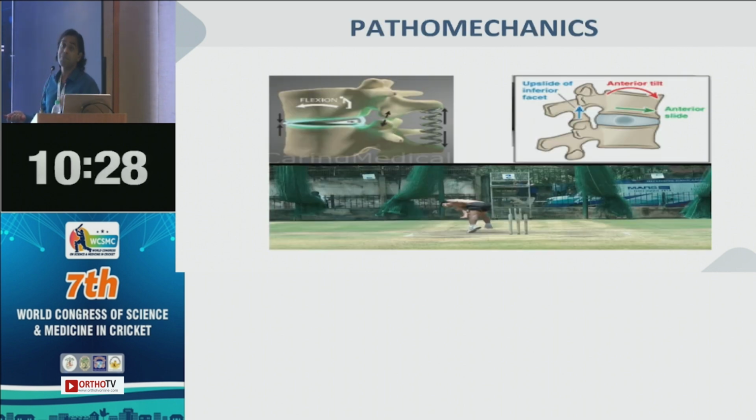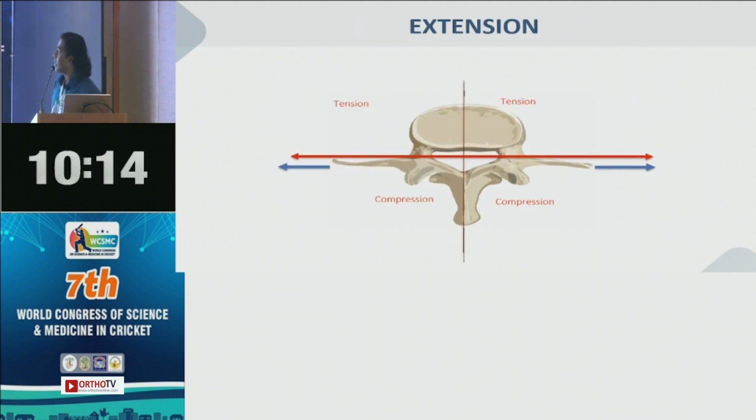There is an upslide of the inferior facet of the superior articular process. It goes into an anterior tilt and causes an anterior slide. That means there is more spacing happening at this segment in lumbar flexion. Thinking about extension, now the whole thing changes: on the posterior sides, both the segments are in compression. The anterior side has got tension.